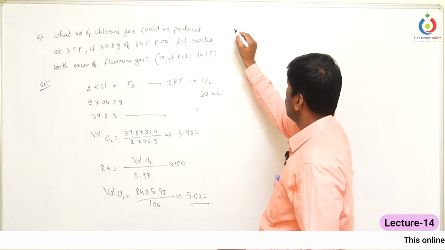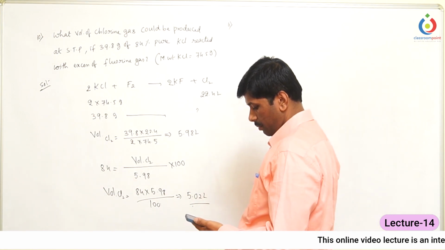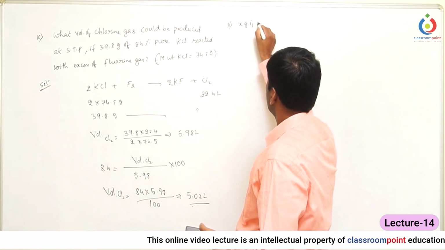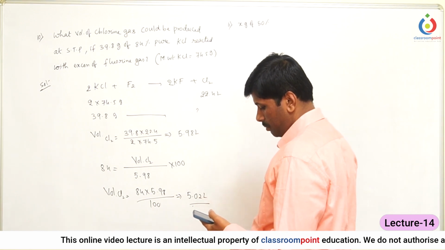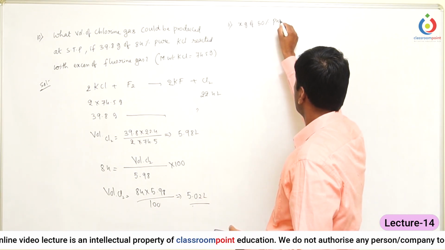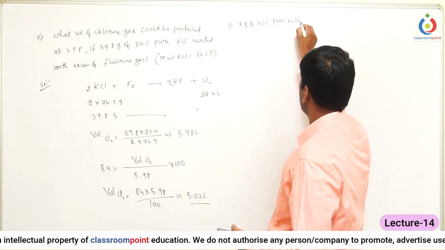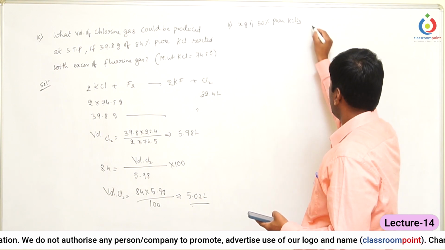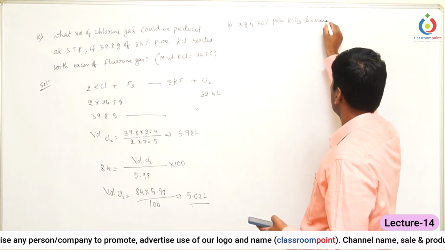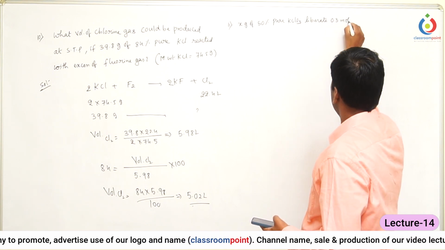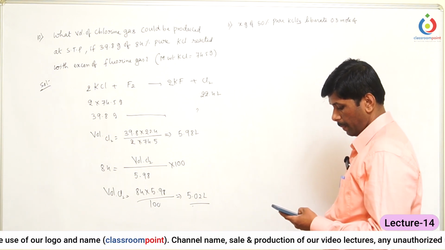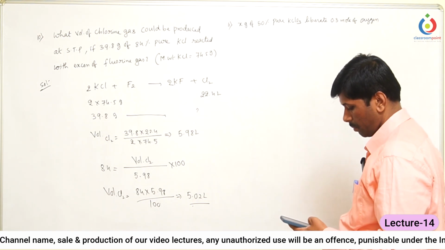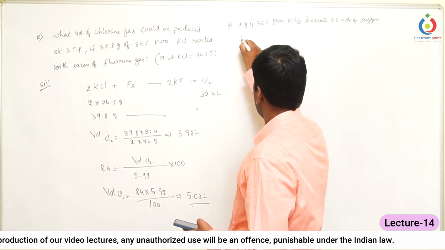So let us take one more question, 11th question. X grams of 50% pure potassium chlorate, KClO3, liberate 0.3 moles of oxygen on thermal decomposition.